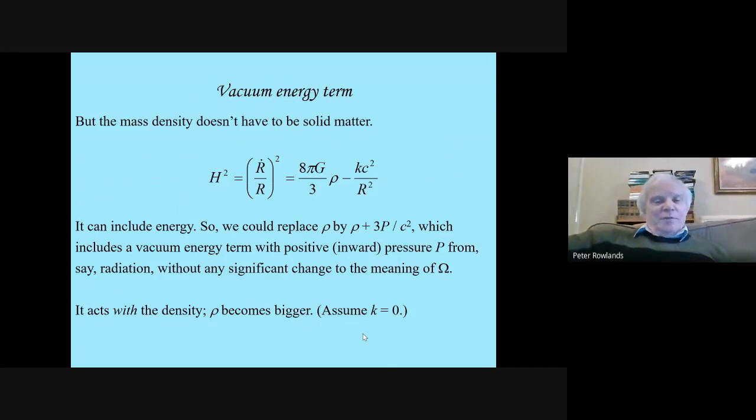So if we have energy, we replace rho, the mass density for solid matter, with rho plus 3p over c squared, where p is a kind of pressure, so an energy density from what we might call a vacuum term. First of all, it might be a positive pressure inward, so acting in the same direction as mass does. For example, if we have a significant amount of radiation, we can include a term like that into the rho term, and it doesn't change the significant meaning of omega. So that's a pressure acting with the density. Here we will assume that k is 0.